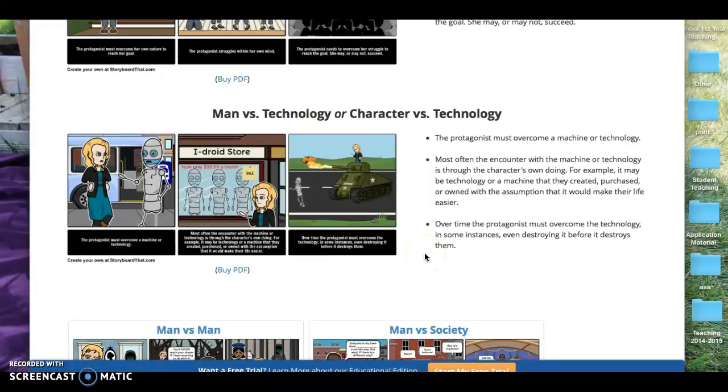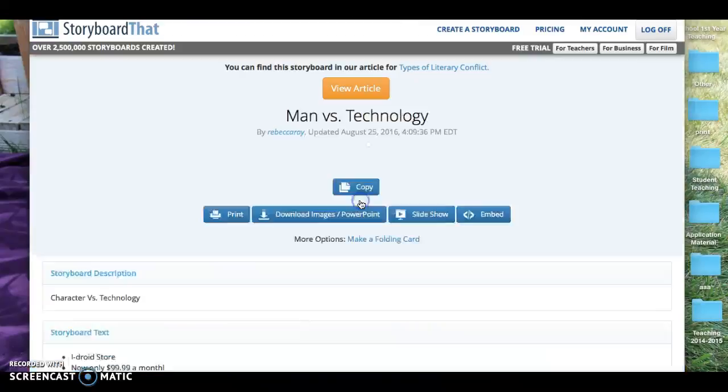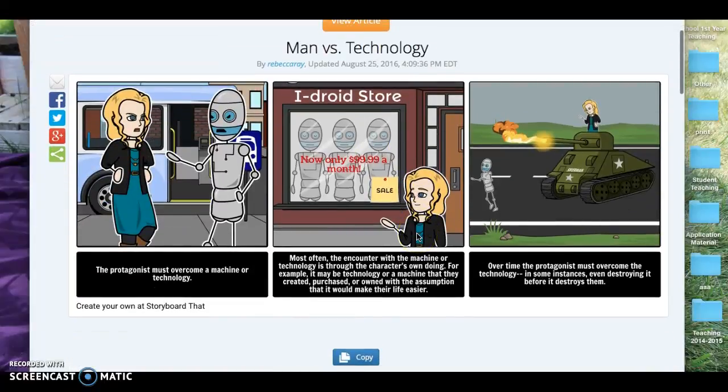Man versus technology. The protagonist must overcome a machine or technology. Most often, the encounter with the machine or technology is through the character's own doing. For example, it may be technology or a machine that they created, purchased, or owned with the assumption that it would make their life easier. Over time, the protagonist must overcome the technology, in some instances, even destroying it before it destroys them. Click on the picture, and here is a storyboard of man versus technology.